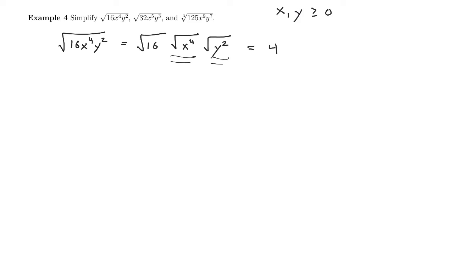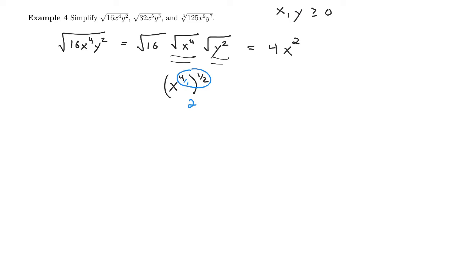If you go back to thinking of, we have x to the fourth, and the square root is really a 1/2 exponent. If we apply our rules of exponents and multiply these two values together, we get 4 times 1/2, which is 2. This means that the square root of x to the fourth is x squared.